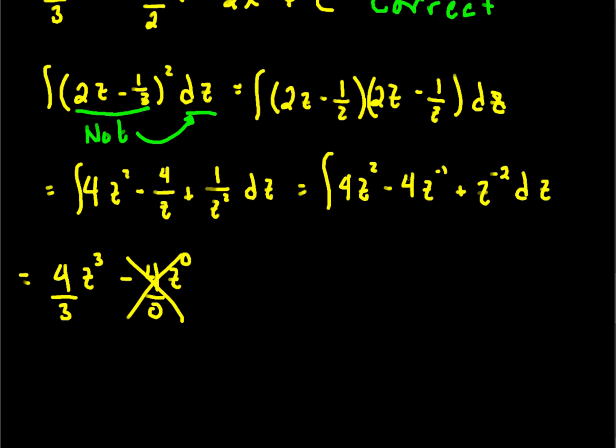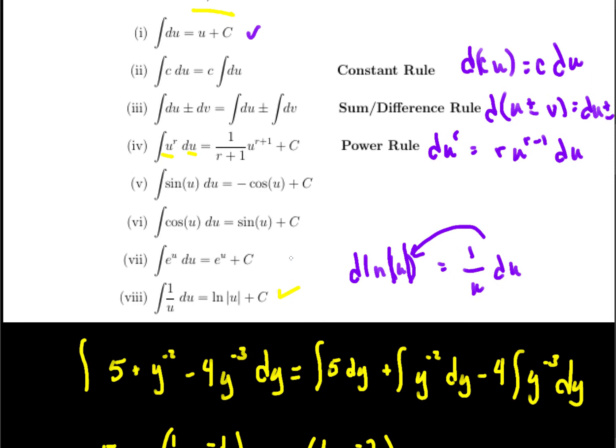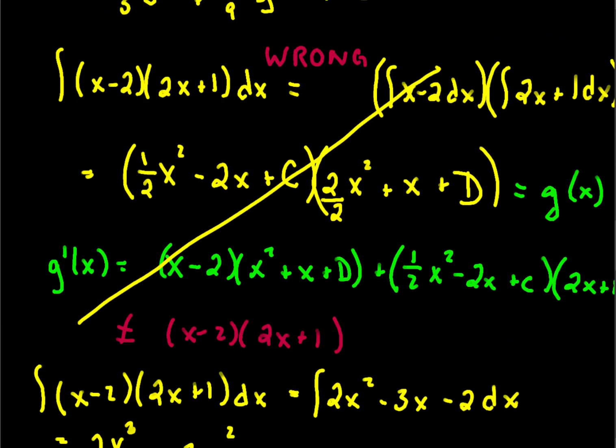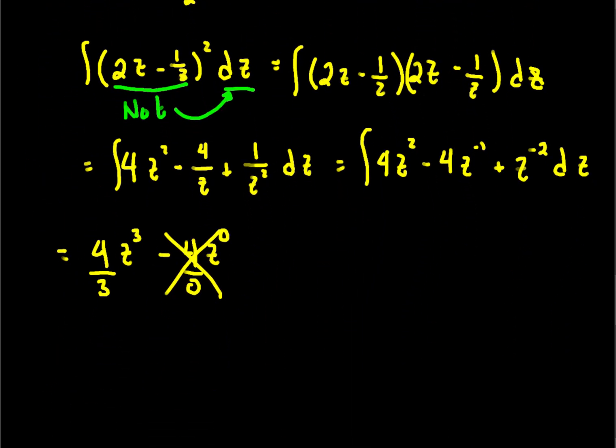But I remember that, oh, if I have a negative 1, that's 1 over u du, or 1 over z dz. Its antiderivative is ln. So this should be minus 4 natural log of the absolute value of z. And now I can do power rule here. So let's be minus z to the minus 1, and then all plus a constant. So that's our answer there.